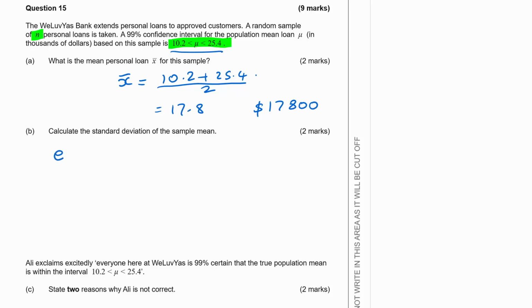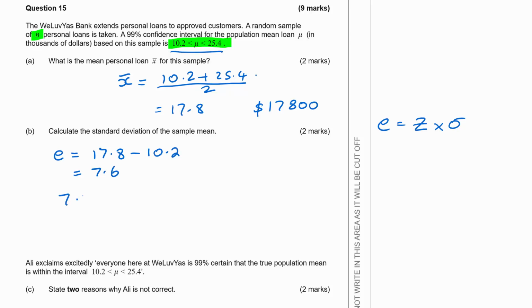In part B, we want to calculate the standard deviation for the sample mean. So we know that the standard error is going to be the mean take away the lower boundary, which is 7.6. The standard error is equal to the z-score times the standard deviation.